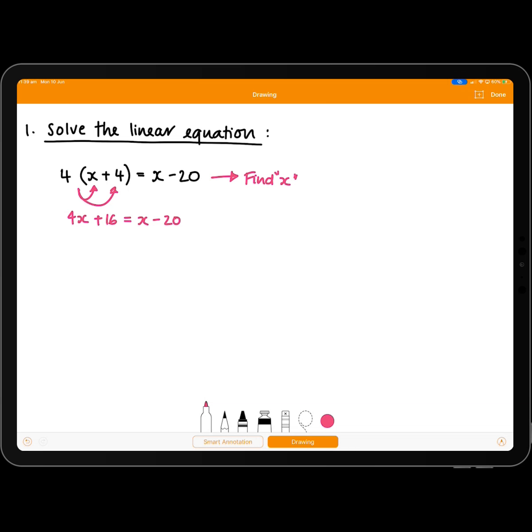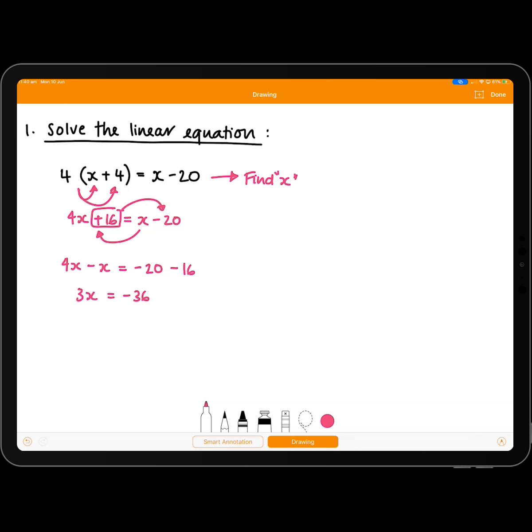So how this is going to look is I'm going to take this x over to the left-hand side, and in doing that it goes from positive to negative, so it'll go 4x minus x equals, and I'll take this positive 16 over to the right-hand side, and that becomes minus 20 minus 16. Simplifying this now, I've got 3x equals negative 20 minus 16, which is negative 36. So the next step says 3 times x equals negative 36.